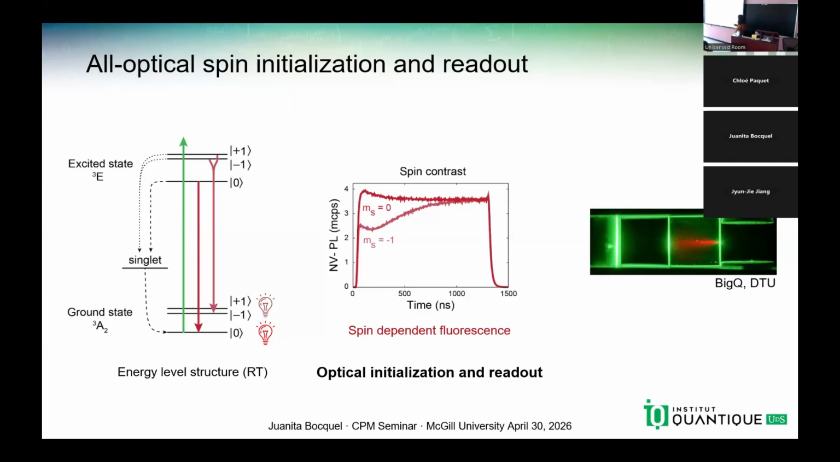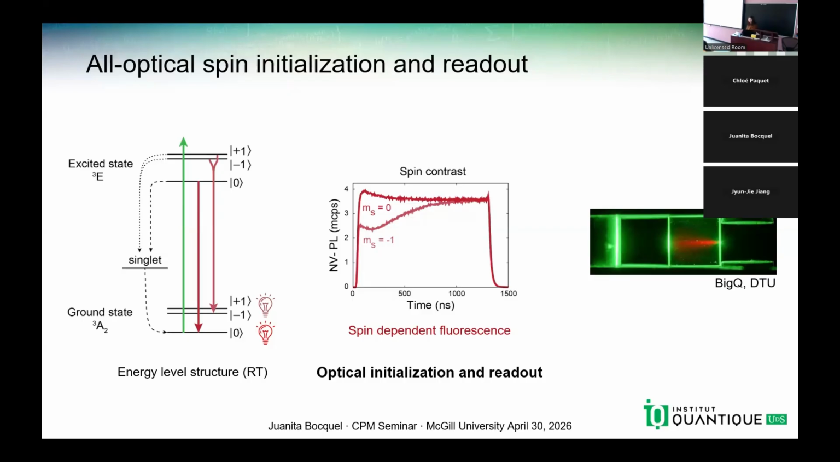What you also see here is that if you wait enough time, typically over 1 microsecond, you will polarize your state into the zero state. You can see this from this level of photoluminescence going to bright. So in that way, we are able to optically initialize and read out the spin state of this system.